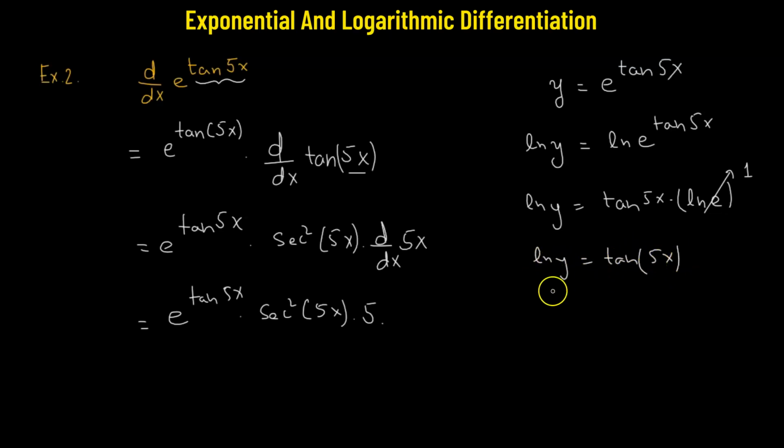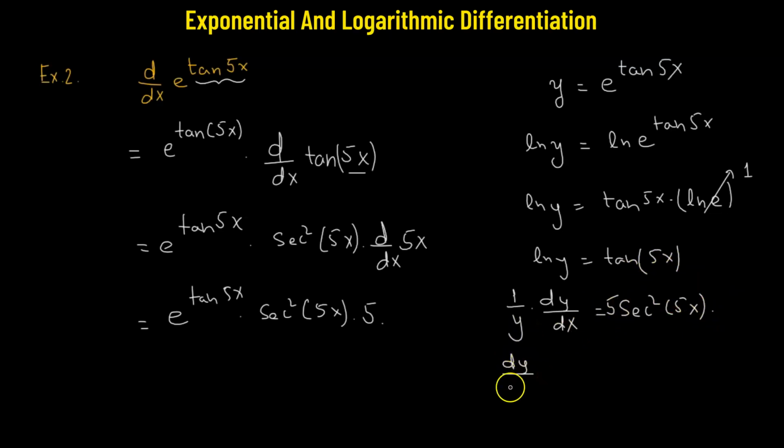I will take the derivative on both sides with respect to x. So the derivative of log of y will be 1 over y times dy over dx, and this is equal to the derivative of tangent of 5x. Here we'll have to apply the chain rule. So this is secant squared 5x times the derivative of 5x with respect to x, which will be simply 5.